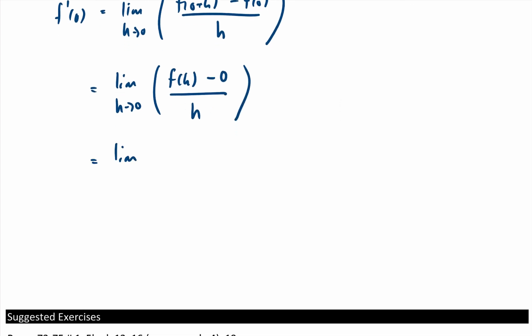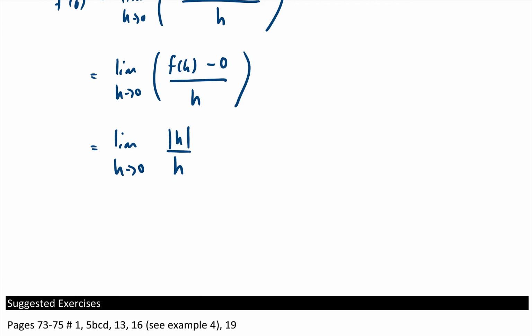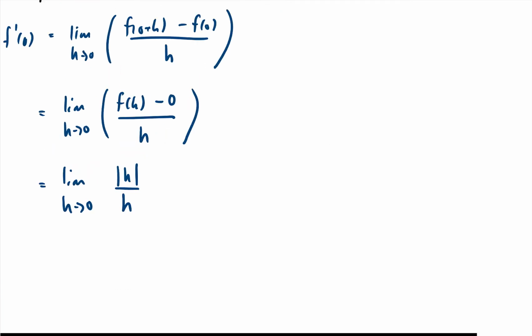So that's equal to the limit as h approaches 0. Well, what is f of h? Well, that's just the absolute value function, so that's the absolute value of h all over h. So we need to evaluate this limit. So next we're going to consider the one-sided limits: as h approaches 0 from the left and h approaches 0 from the right.